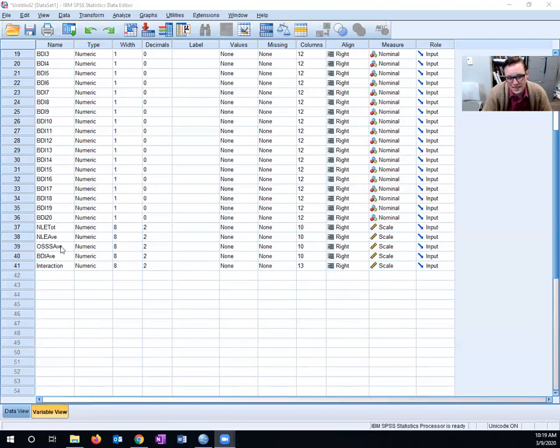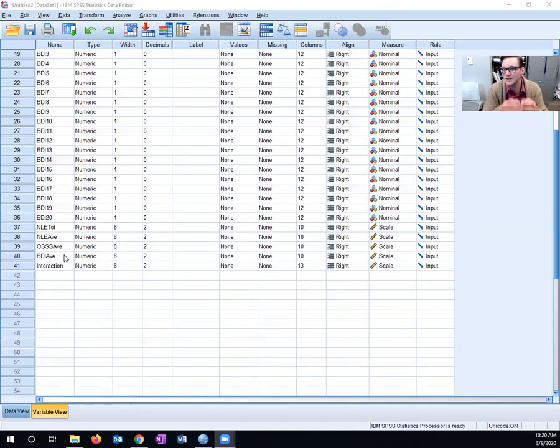OSSS is a scale of social support. And so after reverse coding and aggregating, higher numbers on that scale mean that you experience more social support from your family, friends, etc. And then BDI, that is a depression inventory. So this is going to be a measure of your depressive severity.